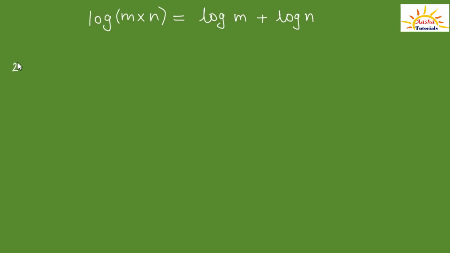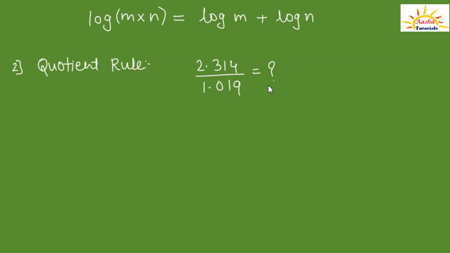Then let's see the next rule, that is the quotient rule. Suppose we have the number 2.314 and it is divided by, let's say, 1.019. Here again, we may not get the answer very easily. So in this case, whenever we take log of the division of two numbers, log of m by n, then simply we have to subtract log of n from log of m. So simply by subtracting the log of these two numbers, we can get the answer. So this is known as the quotient rule.